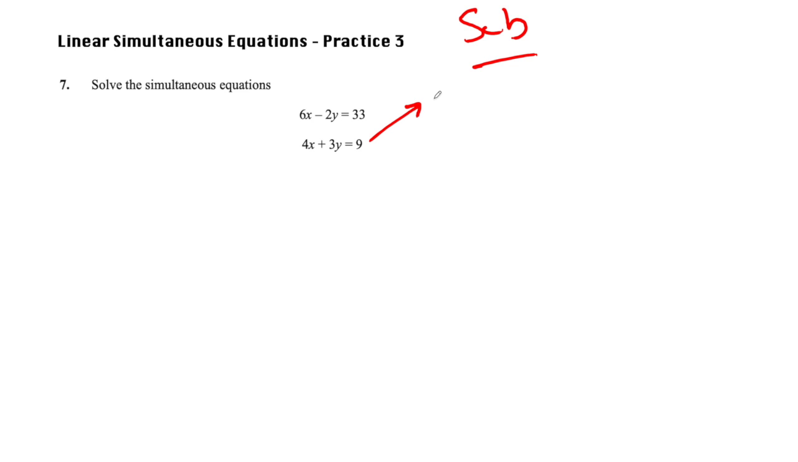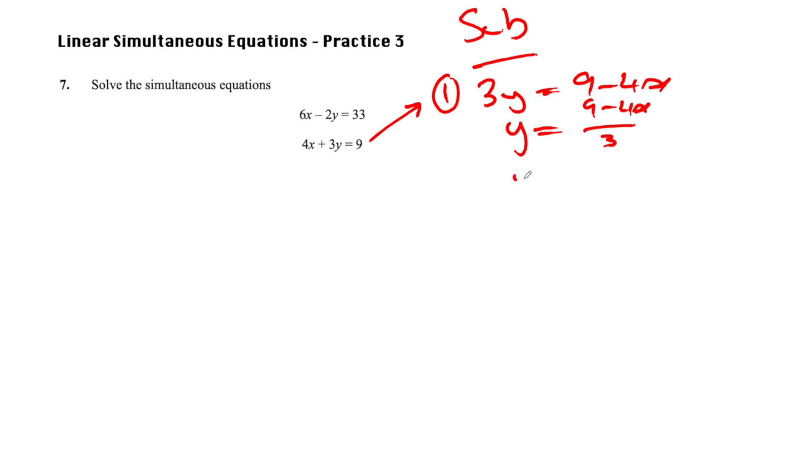To change into, the first step is to rewrite with y or x as the subject. I'm going to make y the subject. So we're going to have 3y equals 9 minus 4x. y equals (9 minus 4x) over 3. So y equals 3 minus 4 over 3 x.